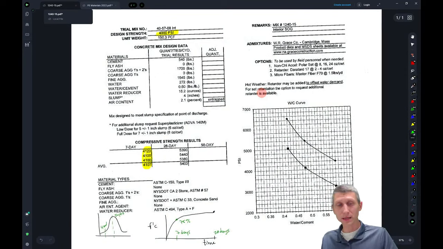Another thing that they could throw out at you here is a typical strain. Your strain at maximum stress is going to be about 0.002, but then your strain at failure is going to be 0.003. I don't know if that number 0.003 shows up in the handbook, but it's all over the ACI code, and it shows up in there for sure. That's a failure strain of concrete.